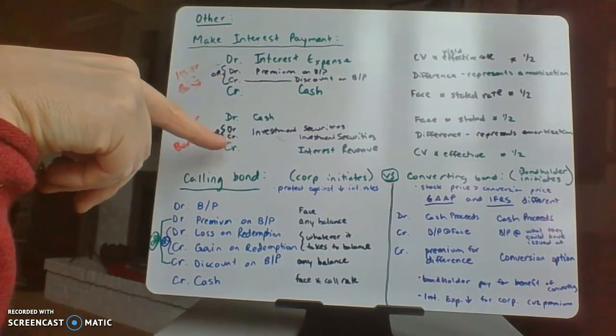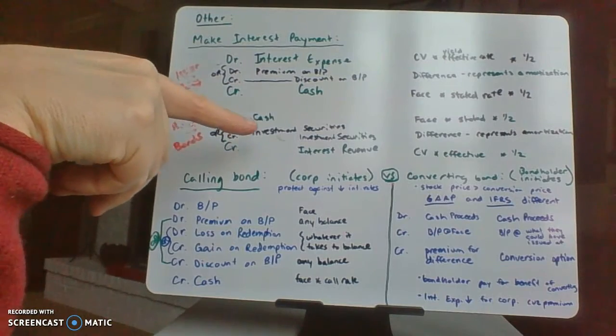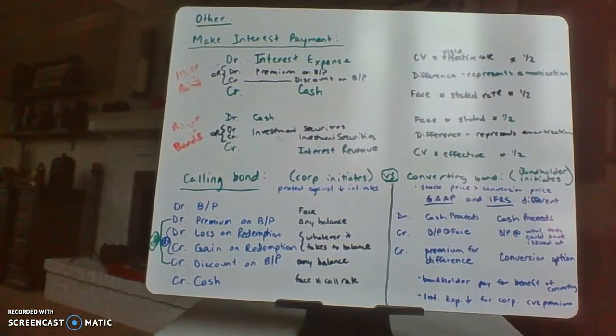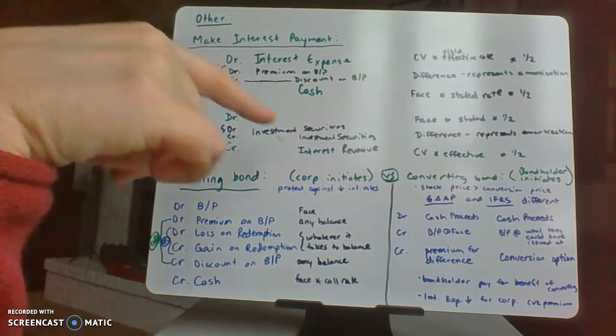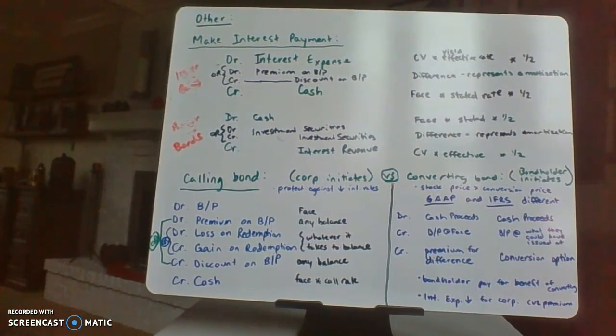If I'm on the buyer side of that, though, that difference is going to the same account. It's just going to investment securities and either increasing it to get it back closer to its face value or decreasing it to bring it down to the face value. And that still really represents amortization. They just use the long-term asset account.